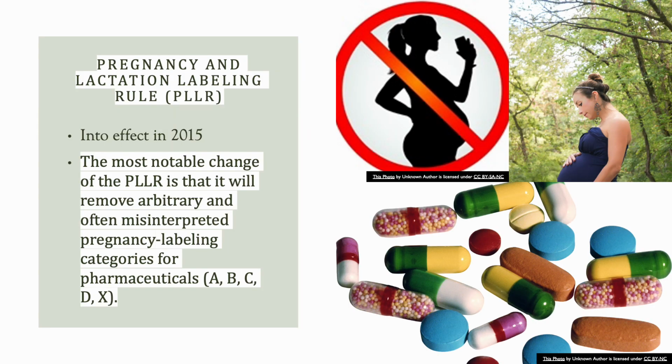So the new pregnancy category labeling for over-the-counter medications have not changed. As far as over-the-counter drugs, products are not affected by the new FDA pregnancy labeling. And by new, I mean that was in 2015. So let's see, pregnancy includes labor and delivery. So the new pregnancy lactation labeling rule, that's PLLR, took effect on June 30th of 2015.